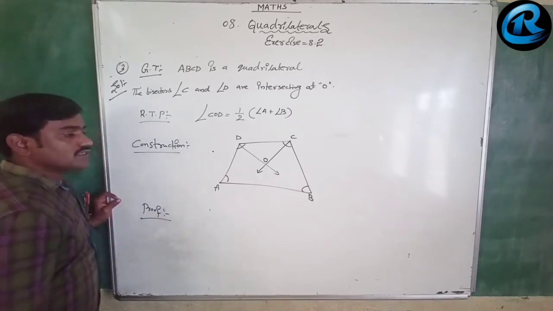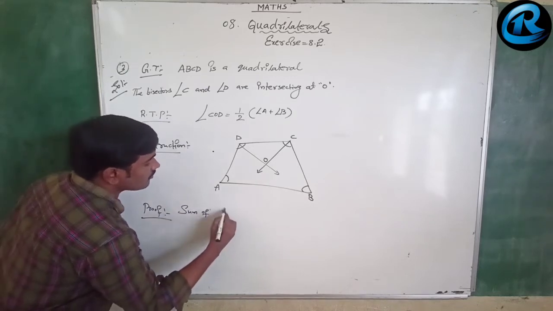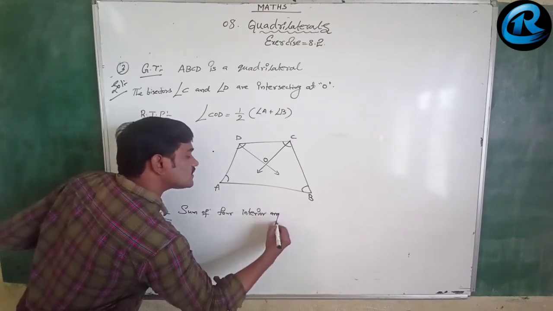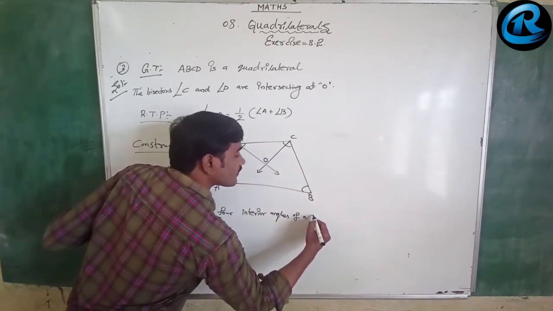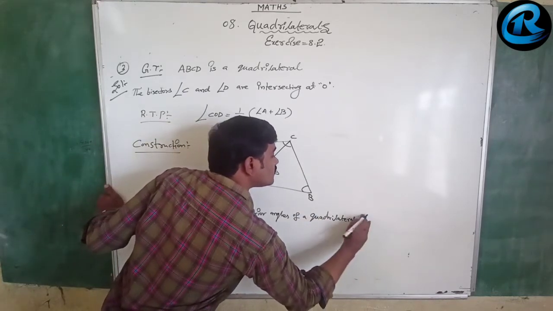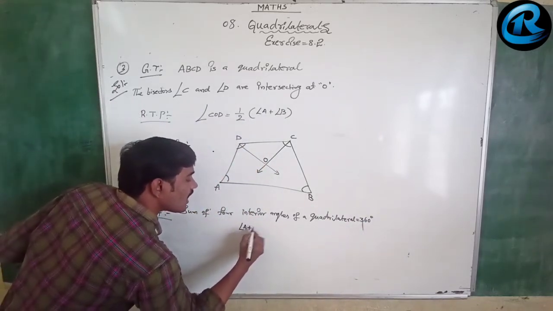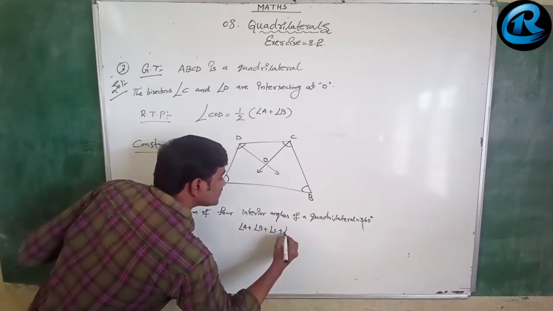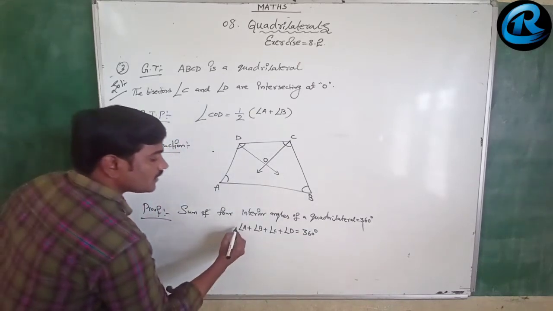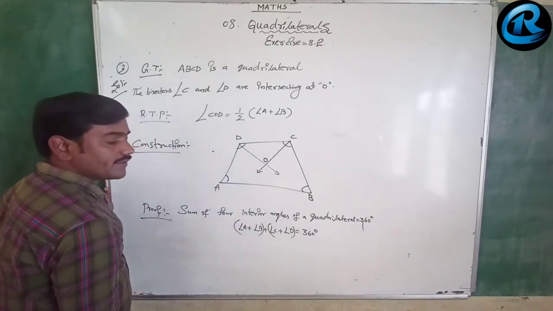Here you concentrate: the sum of the four interior angles of a quadrilateral is equal to 360 degrees. So angle A plus angle B plus angle C plus angle D equals 360 degrees. What I will do now is make angle A and angle B a pair, and angle C and angle D a pair.